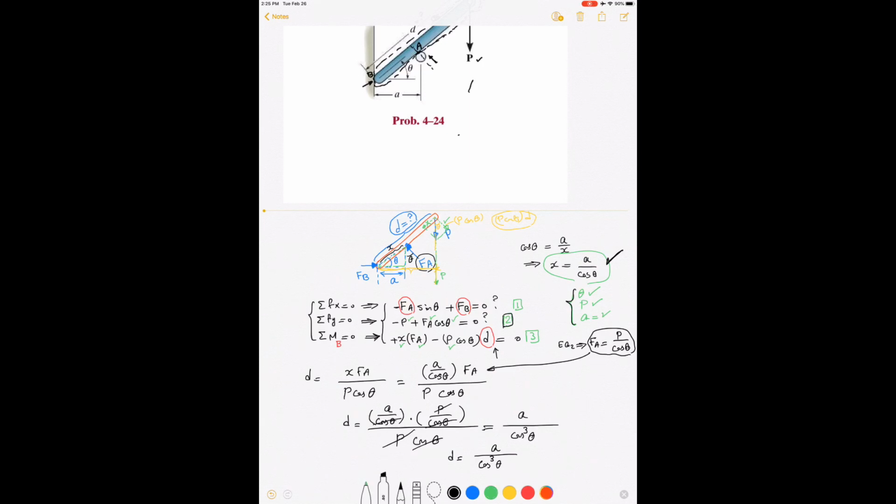Let's write it with another color. So d is equal to a over cosine theta to the third power. Interesting, a very beautiful equation. And this is my final solution for this problem.